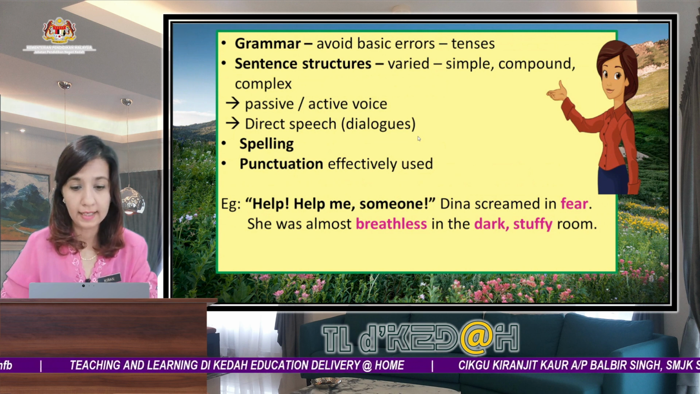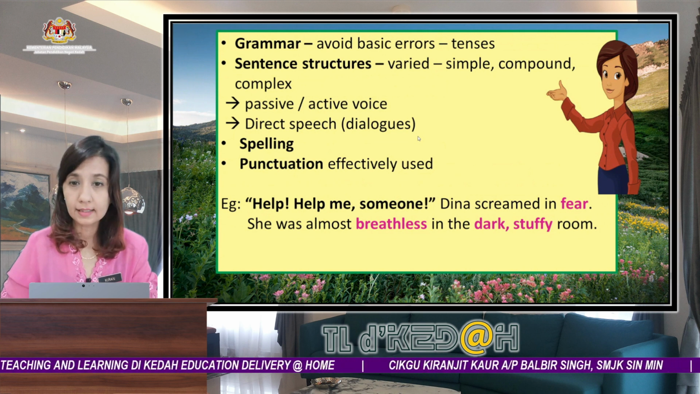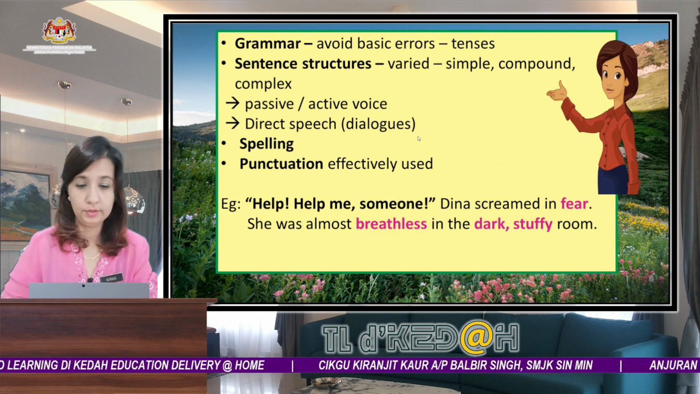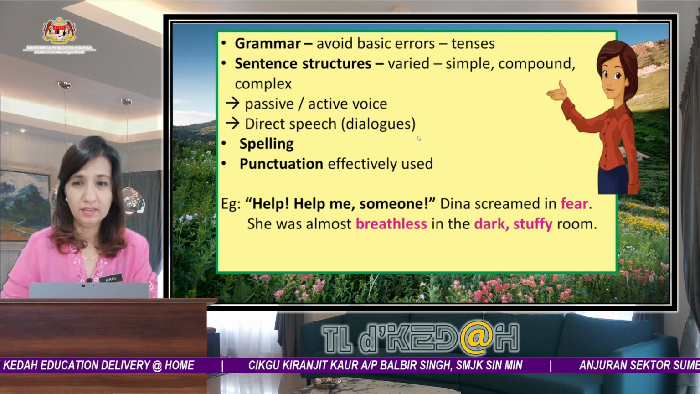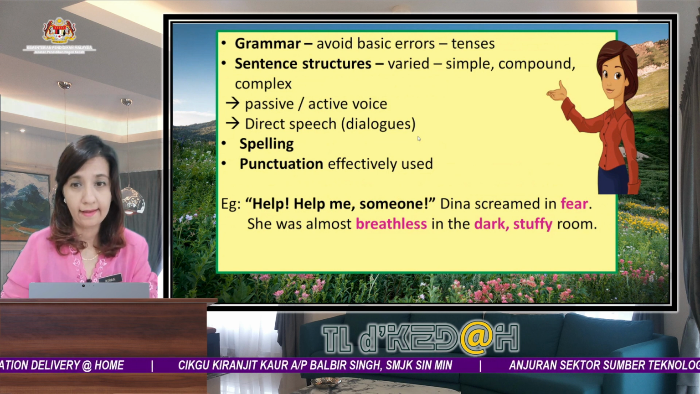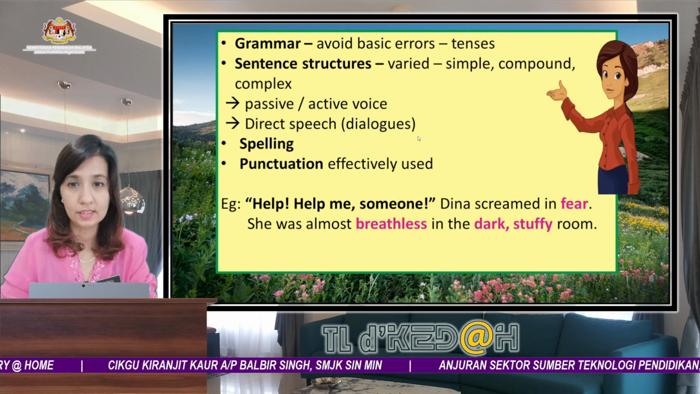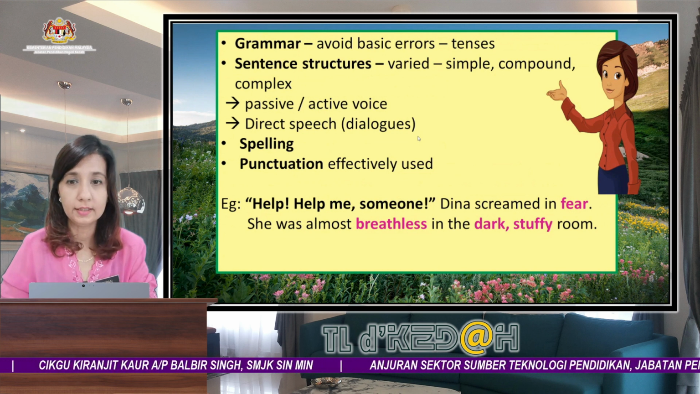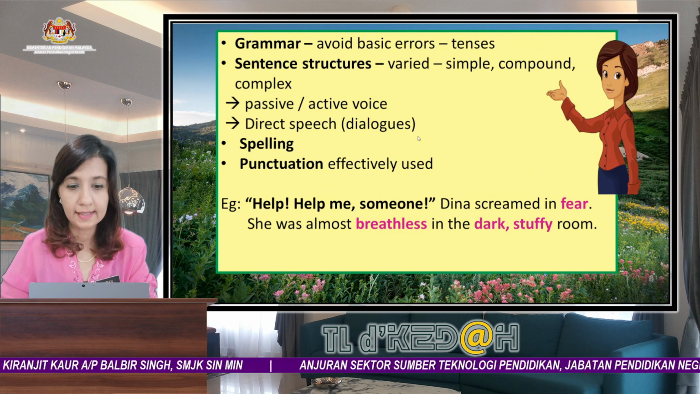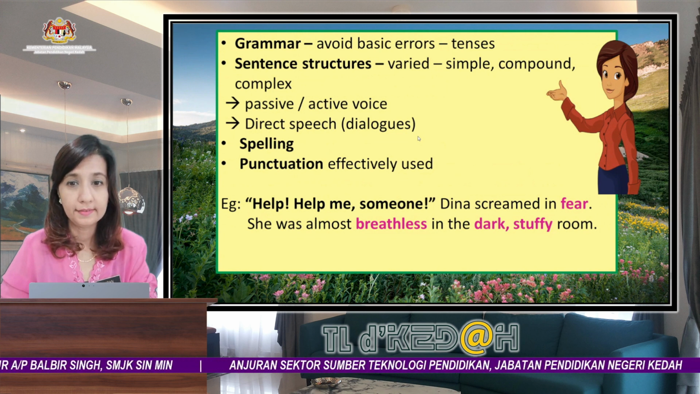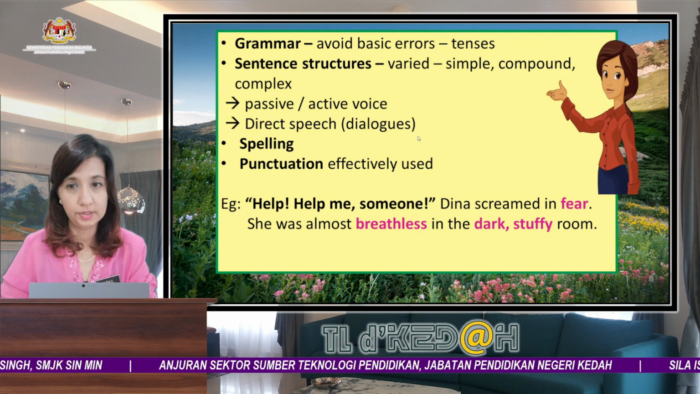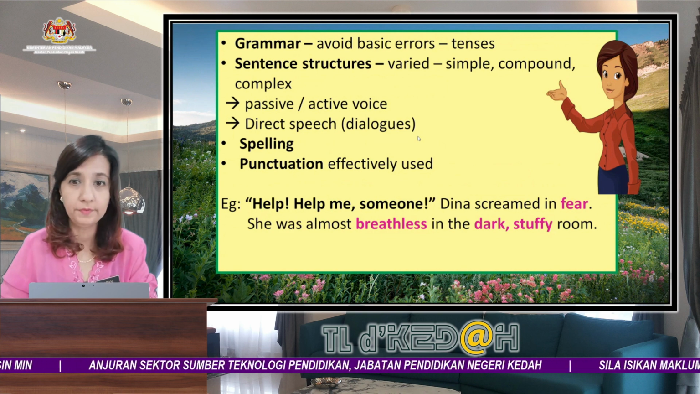Something is scaring her. What? Maybe the dark, stuffy room. Maybe she's all alone. She's almost breathless. That means the room has no air. Okay? Less ventilation. So it's good that you can use some direct speech for your writing, but don't overuse. Okay? Then it becomes a telephone conversation.